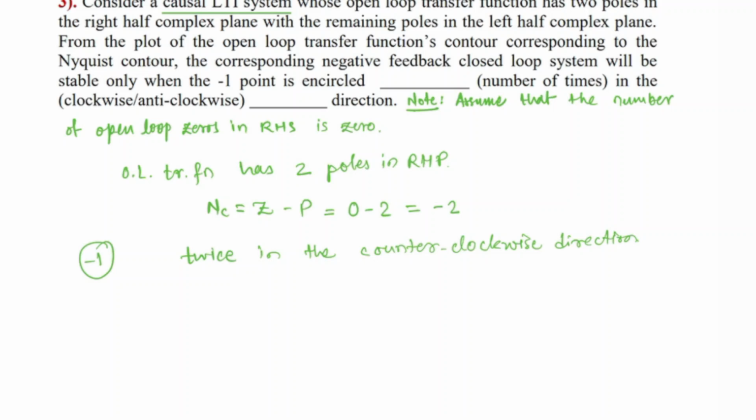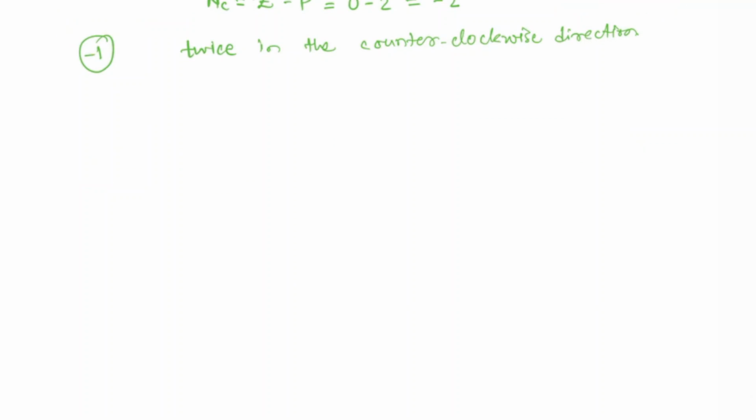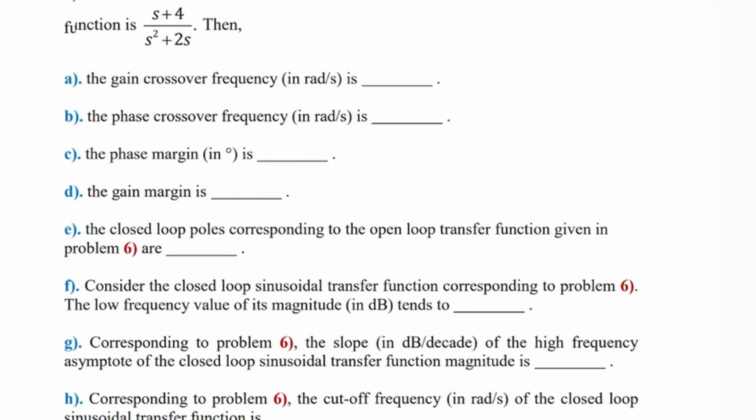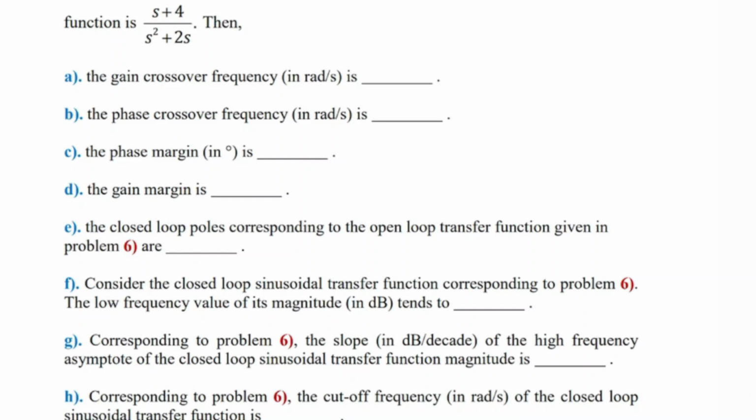All right. So I think we can move on to the next question. Consider a unity negative feedback closed loop system whose open loop transfer function is given here. So G(s)H(s) is given.